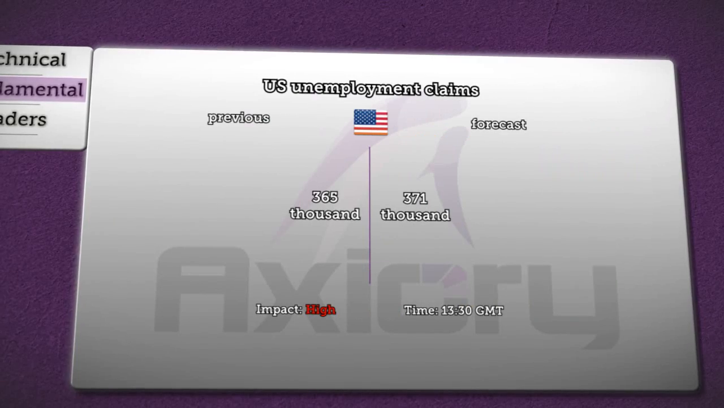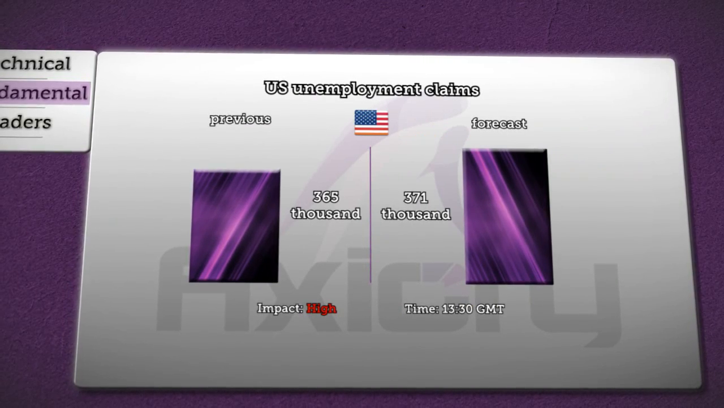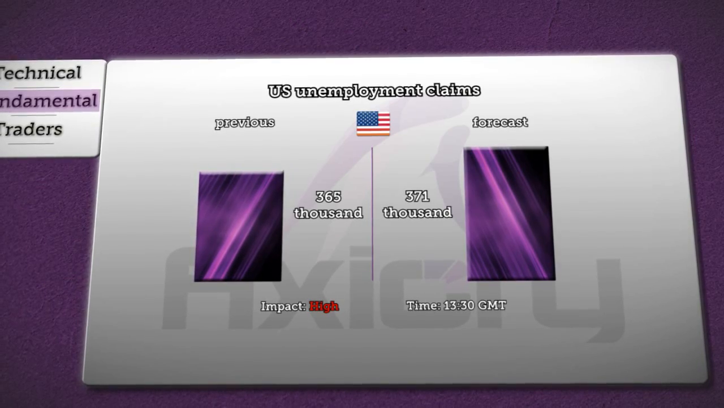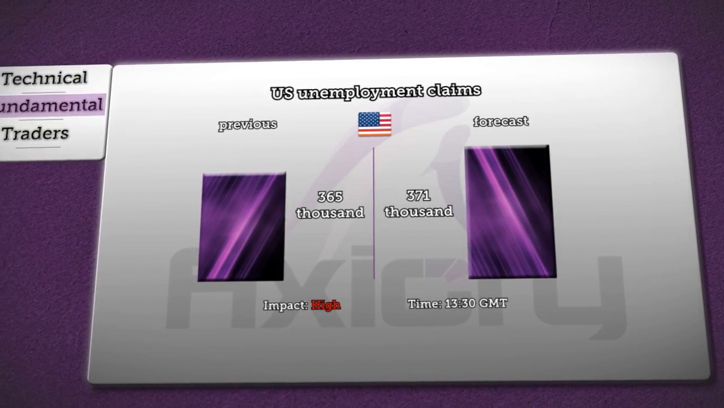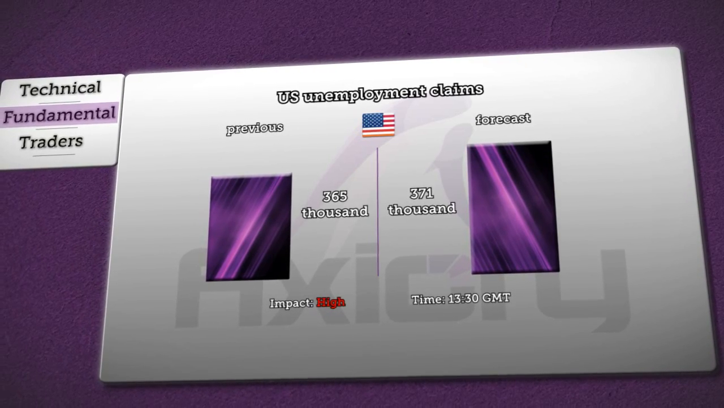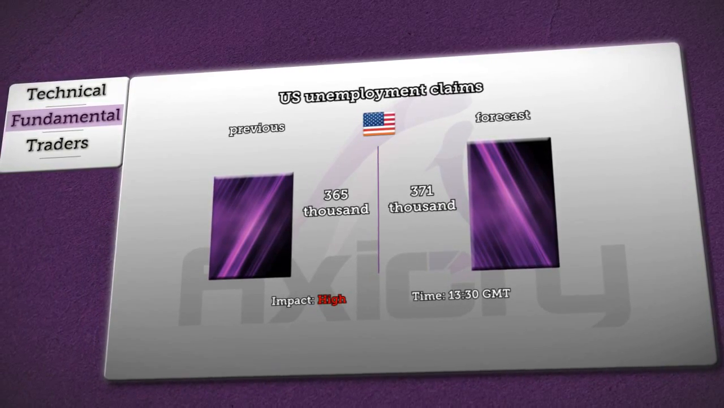Last news today will be published at 1:30 PM GMT by the Department of Labour, which will release weekly figures about unemployment claims with a high impact on the dollar. Previous week showed a decline for 365,000 people, but now is expected another increase to 371,000.